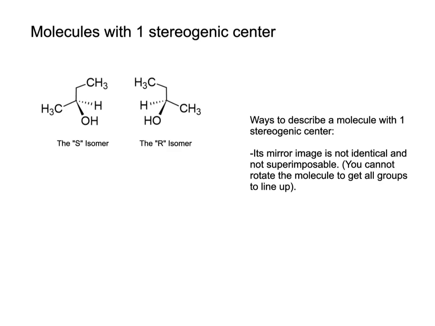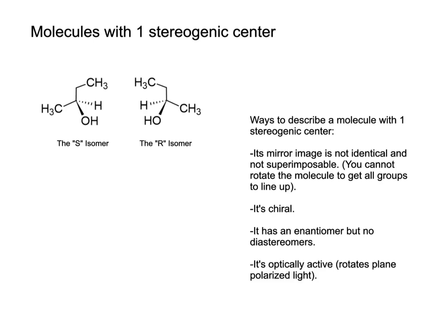We call one of these the S isomer and the other one the R isomer. We'll go over these absolute configurations in a different video. But this refers to the handedness of each one of the molecules. We can consider one of them to be the left hand and the other to be the right hand version. In other words, we say that these molecules are chiral. Molecules with 1 stereogenic center always have an enantiomer. However, they do not have any diastereomers. We'll go over what a diastereomer is in another slide. Lastly, a molecule with 1 stereogenic center is always optically active, meaning it rotates plane polarized light.